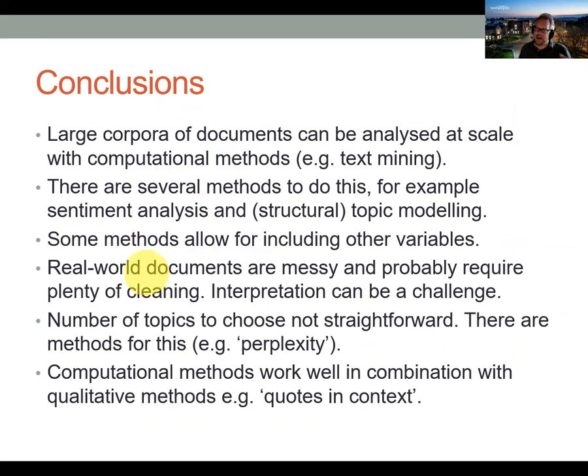Some methods allow for including other variables. So, for example, you could include the judgment in the Ofsted reports, and this could tell us that perhaps certain topics arise more in certain judgments. So, for example, the whole theme of disadvantage does occur more often in inadequate and requires improvement judgments. And that, of course, can be really interesting from a research perspective.